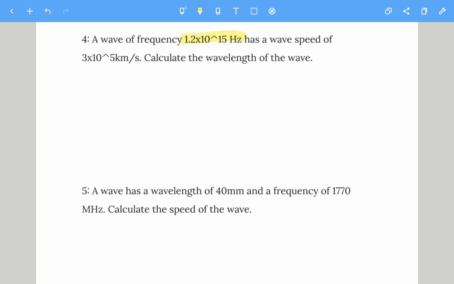So we've got a wave of frequency 1.2 times 10 to the power of 15 hertz, and it's got a wave speed of 3 times 10 to the power of 5 kilometers per second. I have to be really careful with this one. So we want the wavelength. So the wave speed is equal to frequency times the wavelength. So for the wavelength, we just need to get rid of the times frequency, so we'll divide by frequency on the other side. So wave speed divided by frequency gives us the wavelength.